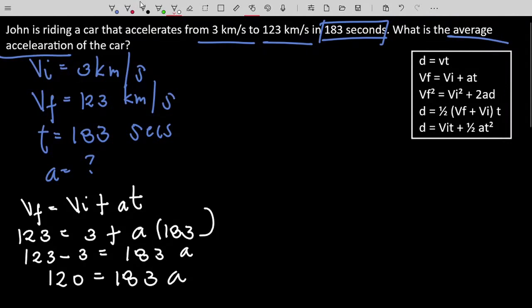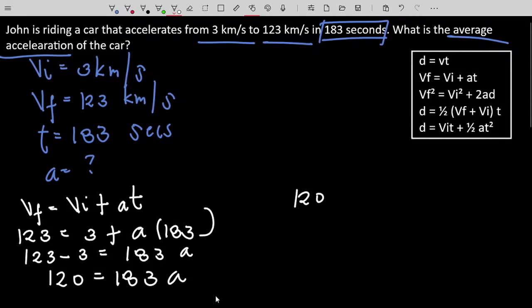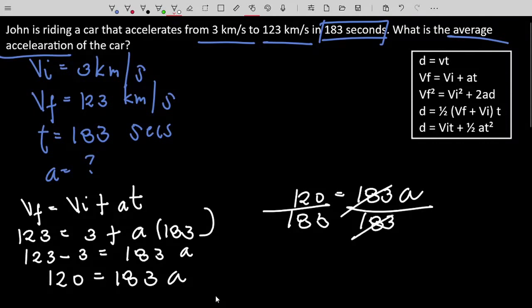Now, again, we have to isolate this a because this is what we're trying to look for. Now, 120 is equal to 183 multiplied by acceleration. Now, divide both sides by 183, then cancel this one. So 120 divided by 183, then you should have the value of 0.66 is equal to acceleration.